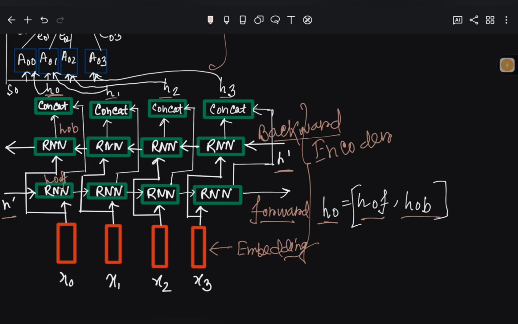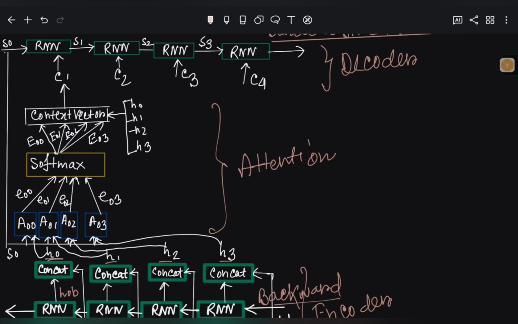So this is all about the encoder part, and the encoder part is quite simple. Instead of using a unidirectional RNN, we are using a bidirectional RNN, getting the outputs from both directions, concatenating them, and getting each of the hidden states: H0, H1, H2 and H3.